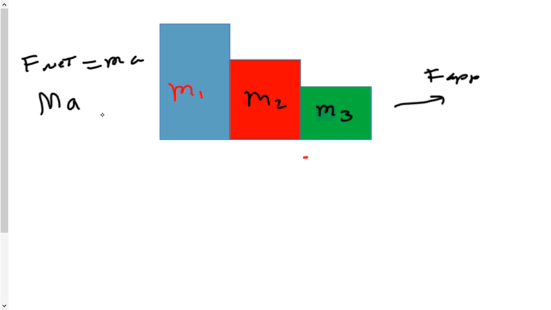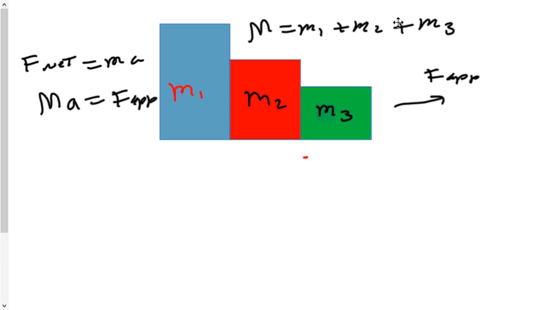Then we'll set that equal to the force applied. There's no friction here at all, so I'm going to have capital M A equal to our force applied. Now what does capital M stand for? Capital M is going to equal M1 plus M2 plus M3, all of those things added together.